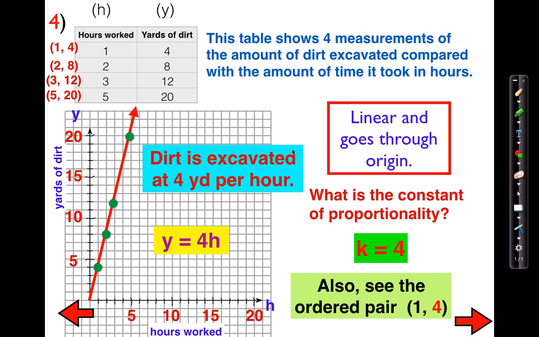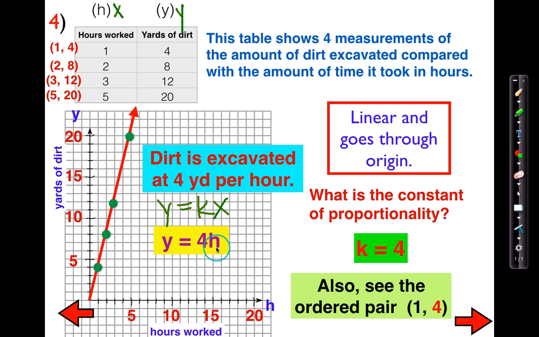And my equation would be y equals 4h. Once again, y, because it's in the form of y equals kx. Here is the original x and here is the original y. So if I replace them, y is going to remain a y. K is going to be replaced with 4 since that's a constant of proportionality, and x is going to be replaced with h.